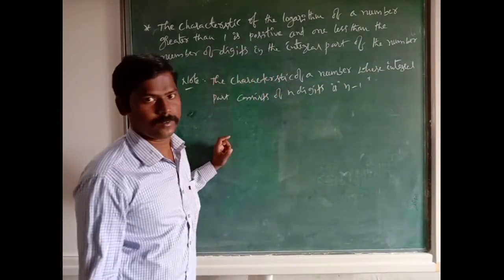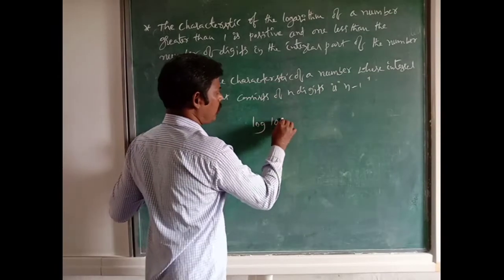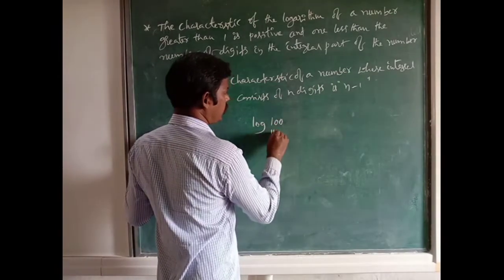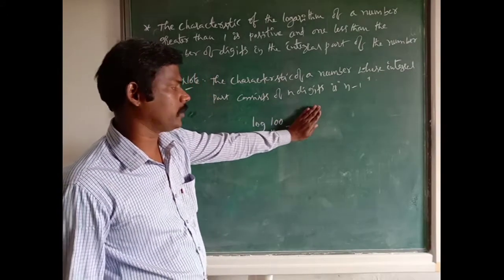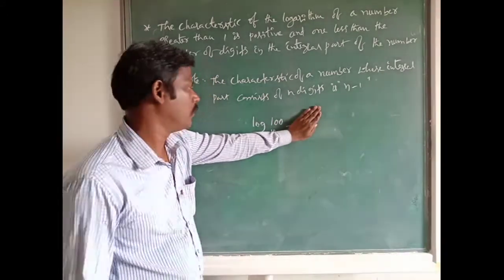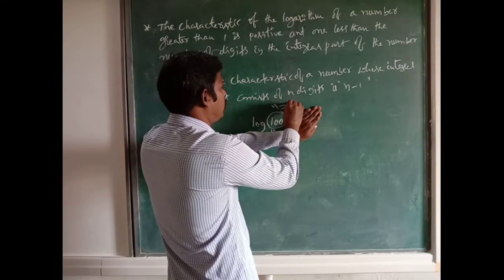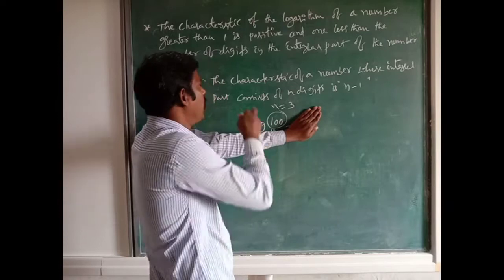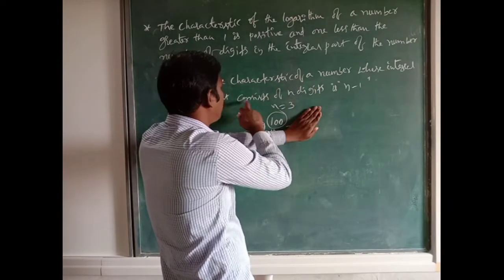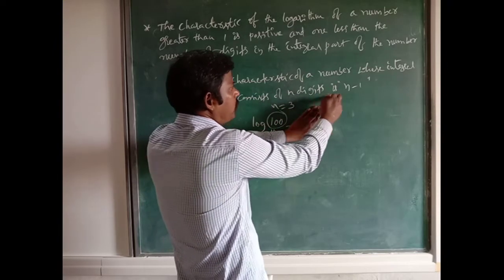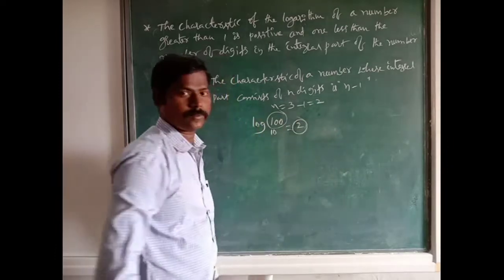Very important. Okay. For example, log 100 to the base 10 is equal to 2. So how to find the characteristic of this value? In 100, n equals how many digits are there? 3 digits. According to the note point, the characteristic of a number whose integral part consists of n digits is n minus 1. 3 minus 1, how much? 2. 2 came or not?